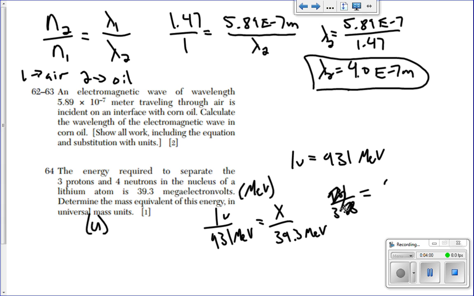It should be 39.3 divided by 931 equals 0.042 u, and that is your final answer right there. Remember, this number needs to be less than 1. If 1 u is 931 mega electron volts, you're dealing with much less than 931 mega electron volts, so you need much less than 1 universal mass unit, so that is much less.